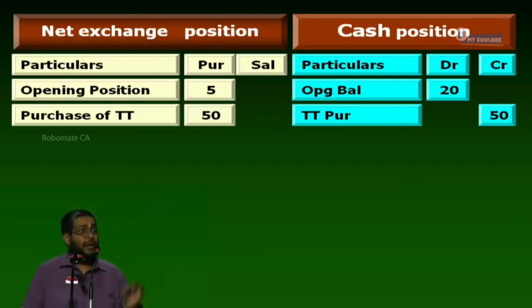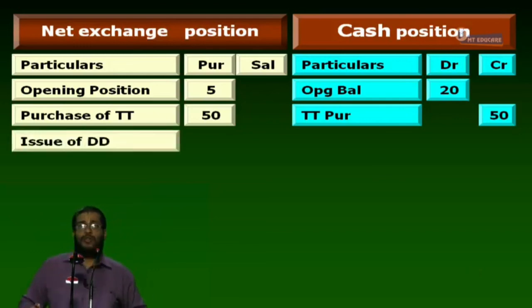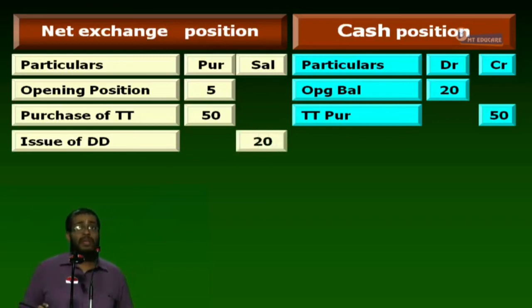Issued draft. Bank issuing a draft in pounds is the bank buying pounds or selling pounds? It is selling. So issue of DD. Is it purchase or sales? Tell me the sales amount here. It is going to be 20. Will it affect my nostro? When will it affect? When the DD is presented for payment, my account will be debited. Everybody following or not? Now, third transaction. What is the third transaction?